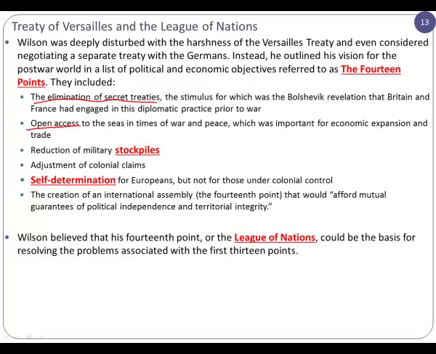Open access to the seas in times of war and peace. What is that specifically addressing? What would that be addressing? Global trade. Blockades and the use of unrestricted submarine warfare. Very good. Write that down. Blockades and U-boats.